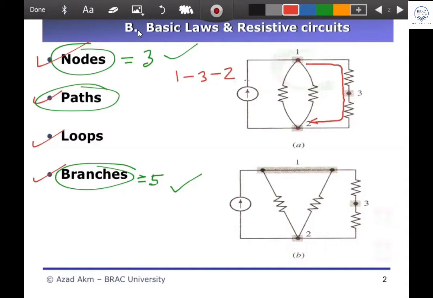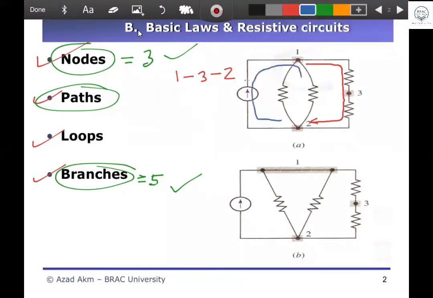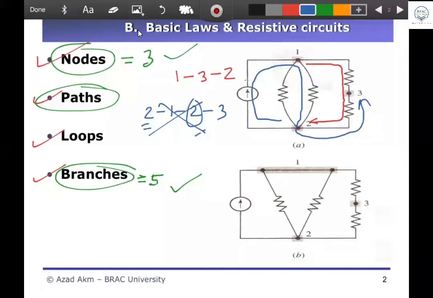But if you go this way, let's say you start from 2, go to 1, 1 to 2, 2 to 3, you repeated node 2. So if 2 is repeated, it is not a path. A path cannot have repeated nodes. Clear? Yes, sir. That is the definition of path. Okay, that's path done. Now loop.